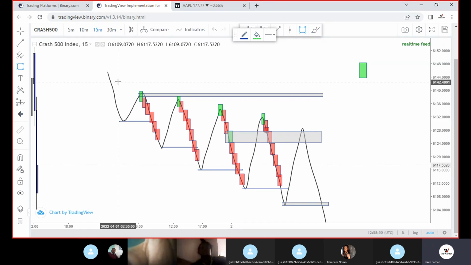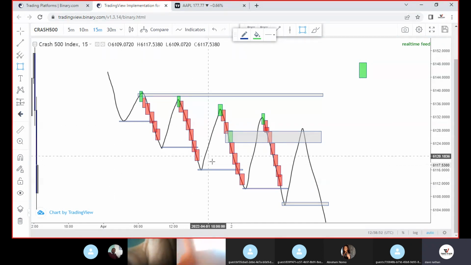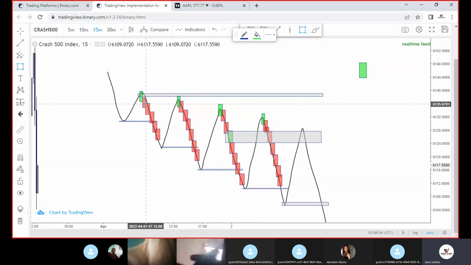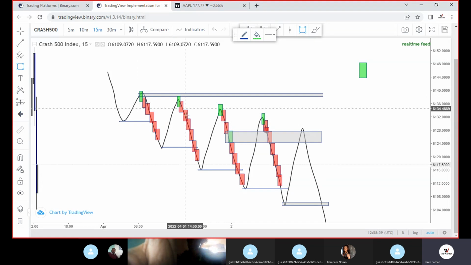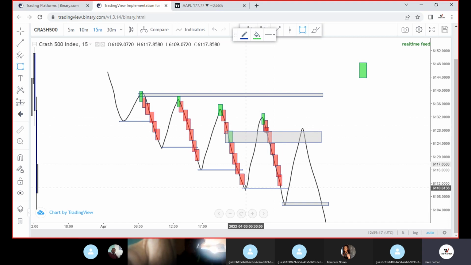Okay, so now we have a downtrend structure, and these are the bearish candles that led to this break of support. We can call it an impulsive move. This is the impulsive move, with a combination of bearish and bullish candles, that led to this support being broken.